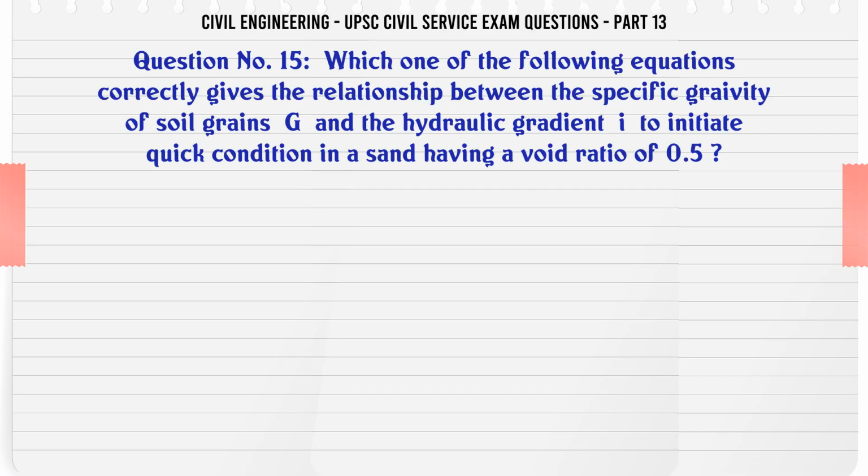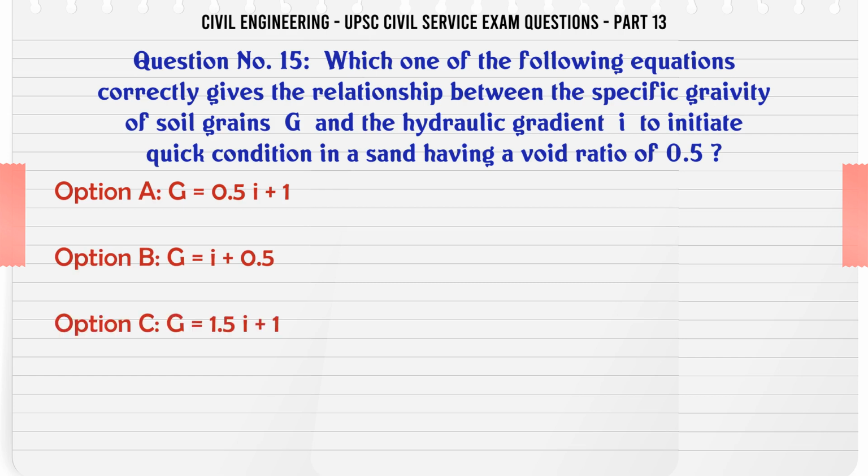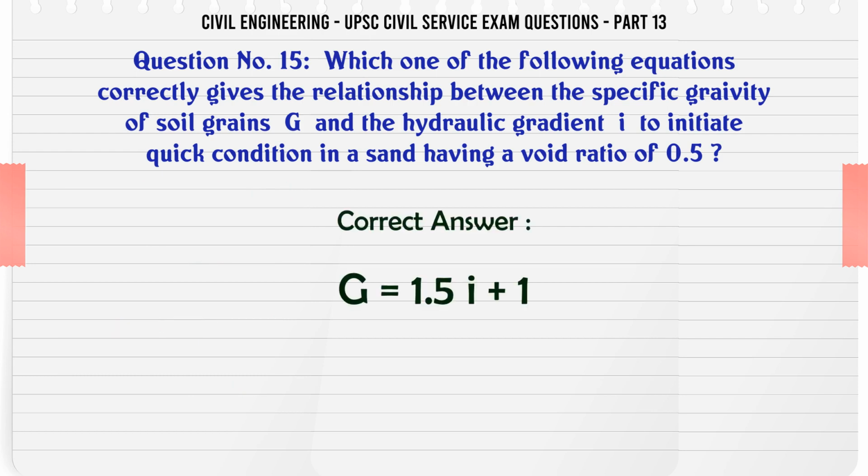Which one of the following equations correctly gives the relationship between the specific gravity of soil grains G and the hydraulic gradient I to initiate quick condition in a sand having a void ratio of 0.5? A. G = 0.5 I1, B. G I = 0.5, C. G = 1.5 I1, D. G = 1.5 I1. The correct answer is G = 1.5 I1.